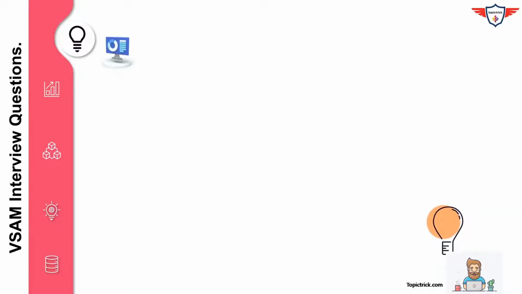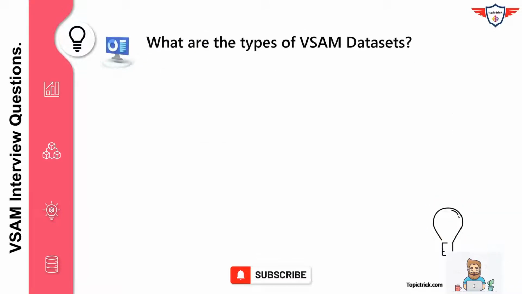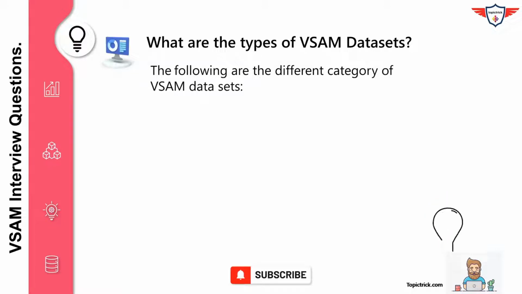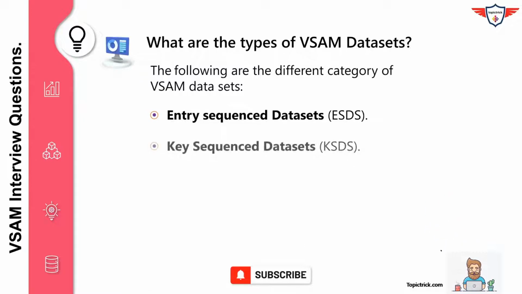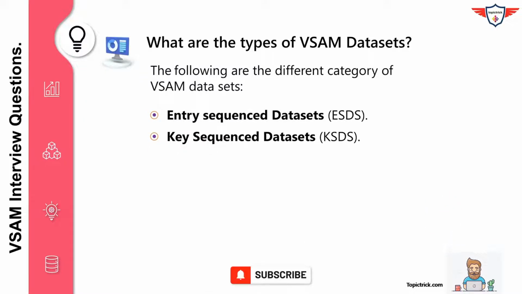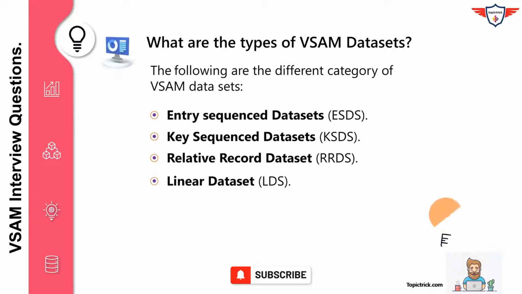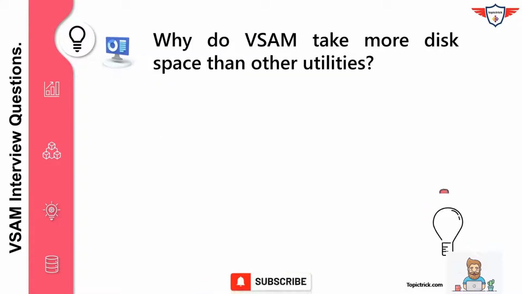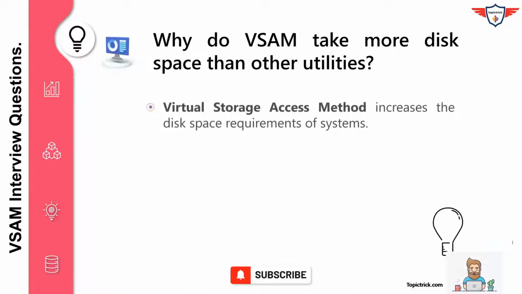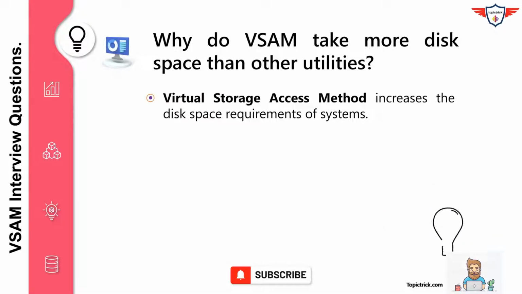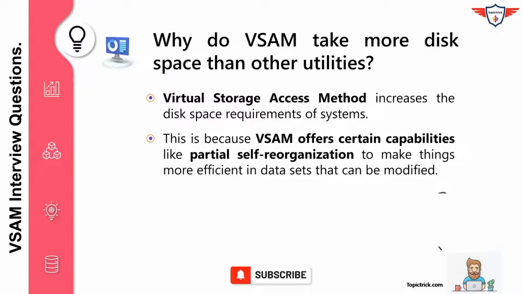What are the different types of VSAM datasets? The following are the different categories of VSAM datasets. Entry sequence datasets, ESDS. Key sequence datasets, KSDS. Relative record dataset, RRDS. Linear dataset, LDS. Why does VSAM take more disk space than other utilities? VSAM increases the disk space requirements of systems. This is because VSAM offers certain capabilities, like partial self-reorganization, to make things more efficient in datasets.